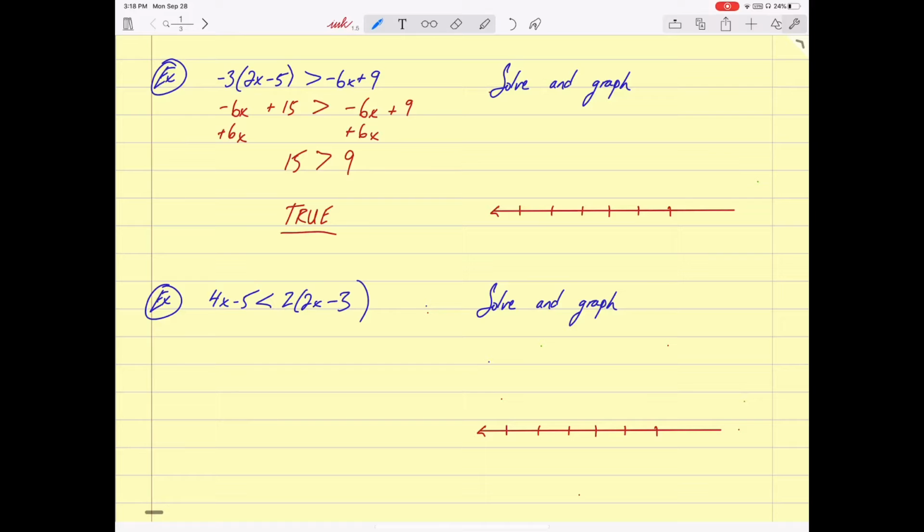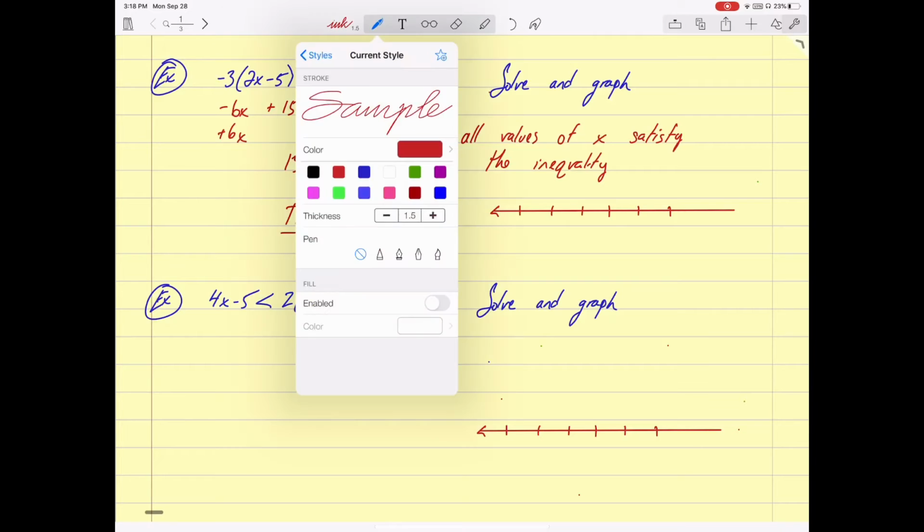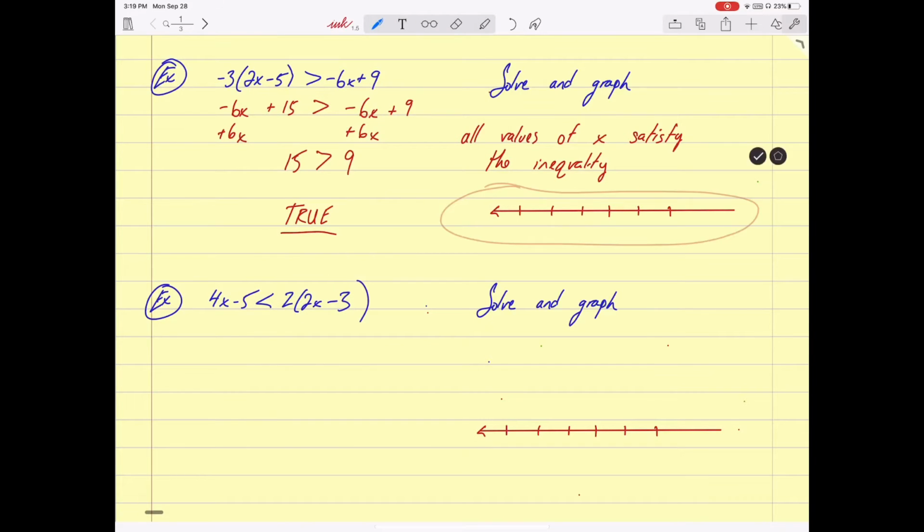So that means that all values of x satisfy the inequality. So this number line where it says solve and graph, well, that's one we can't graph, so we're just going to get rid of it.